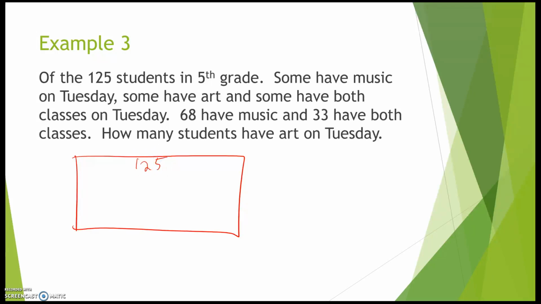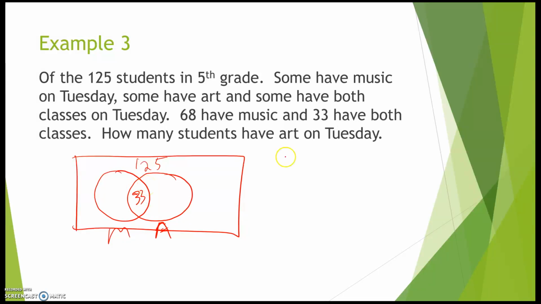Okay, and so it says some have music on Tuesday. Some have both classes on Tuesday. So we have music, and then some have art. Right, so some have music, some have art, and some have both. So it says there's 125 total. It says that 68 have music and 33 have both classes. All right, so what that means is there's 33 right here.